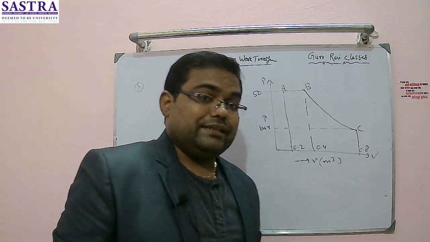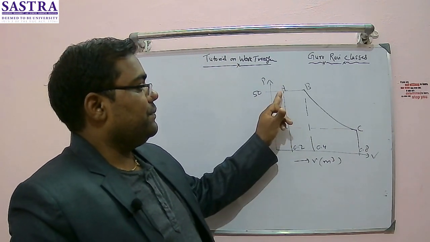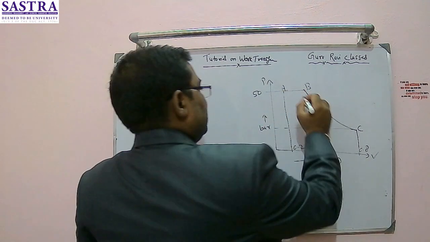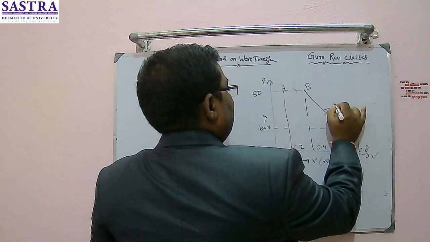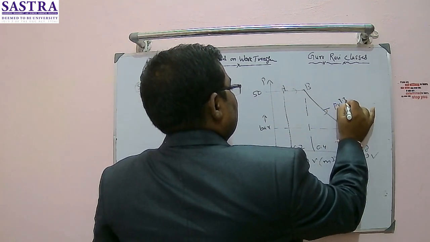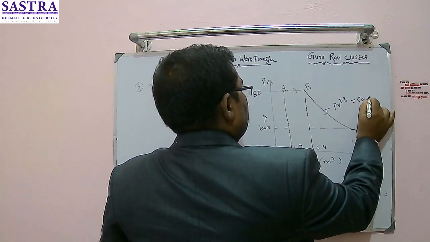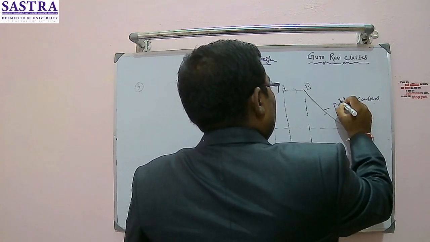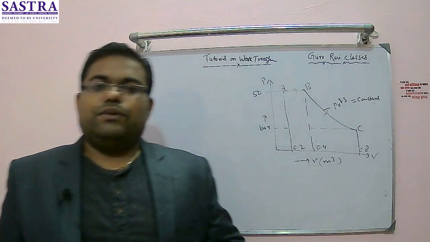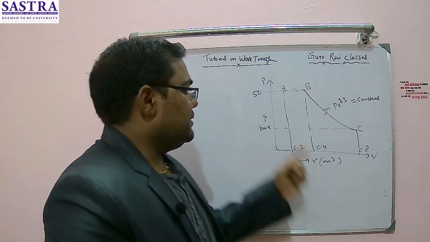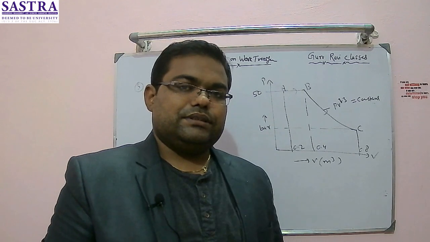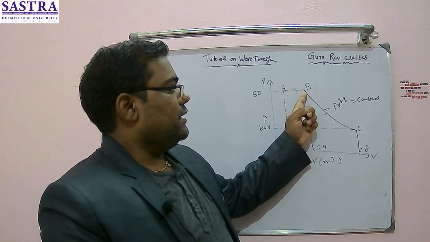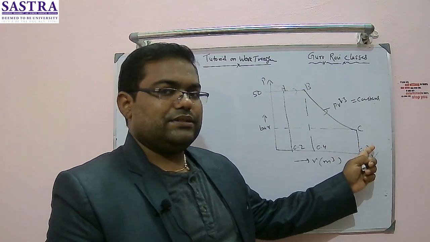So how to do that? If you look at this diagram, one is a horizontal line, then there is some process. This process is given as PV to the power 1.3 is equal to constant. So this is the second process, right? PV to the power 1.3 is equal to constant. So one is a polytropic process, another is a constant pressure process. This constant pressure process is an expansion process, and this is also an expansion process where pressure is decreasing.